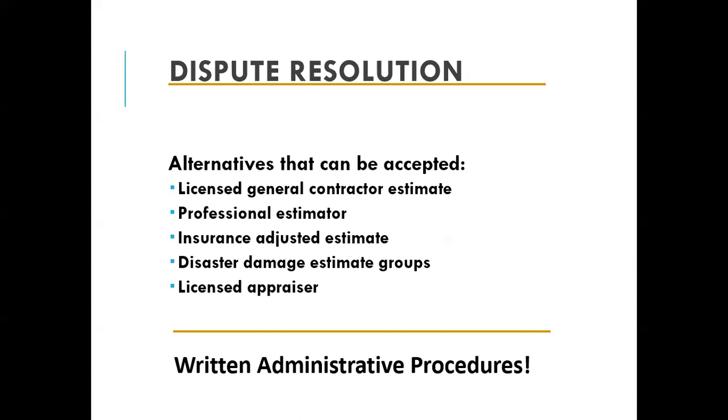And again, if they want to dispute your determination, they can get a contractor estimate, a professional estimator, the insurance adjusted estimate, disaster damage estimate groups can help, or a licensed appraiser, and they can provide you with that information. You recalculate and then redetermine their level of damage. So again, written administrative procedures will help with this and make sure that you have a way to resolve any disputes.